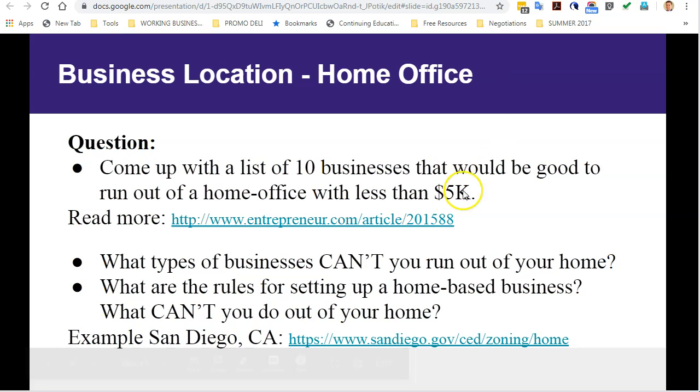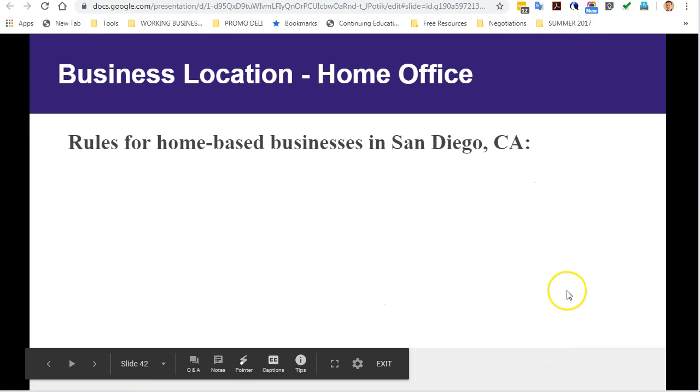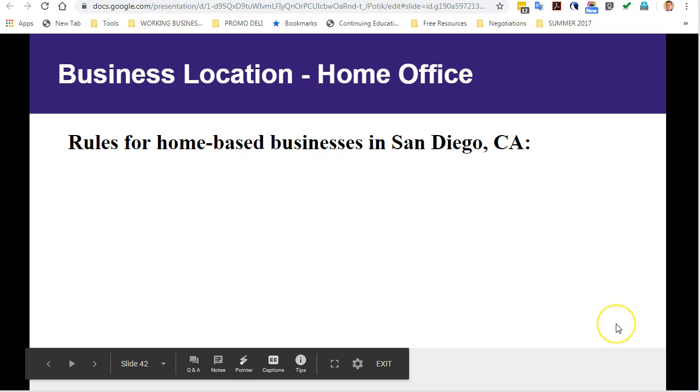Ooh, that page is not there. So we'll have to find that. But if you typed in San Diego zoning home office, you'll find it. And I think I updated it here, so let's go. From the last time I looked in San Diego, this is just an example. It may not be current because it looks like they've updated it. They update it all the time. So it's up to you to be current.